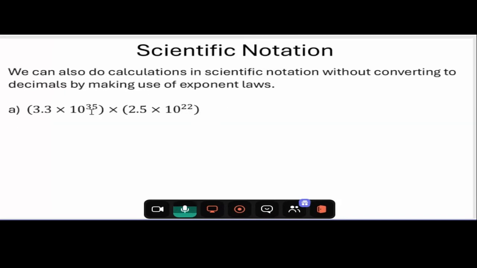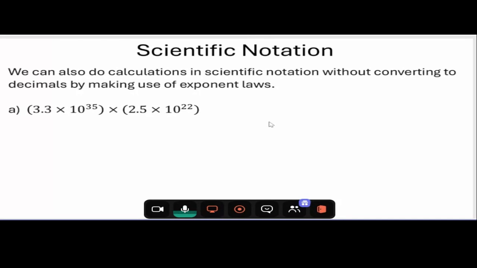Okay, so the last thing you'll have to do with scientific notation is do calculations, and we can do calculations without turning those numbers into their decimal numbers, which is a really good thing because this would have 35 decimal places over. This would have 22 decimal places over. These would be huge numbers. You actually wouldn't even be able to type those numbers into your calculator with all those zeros because the screen's not big enough.